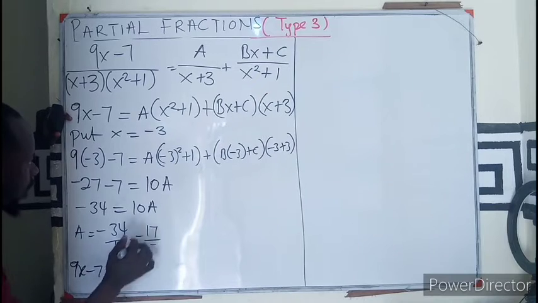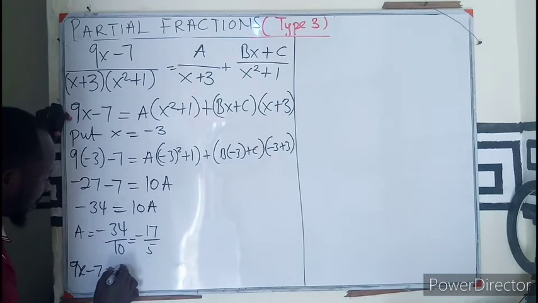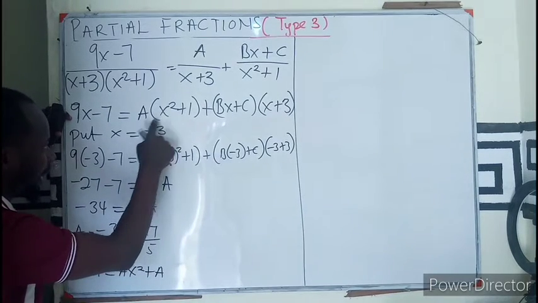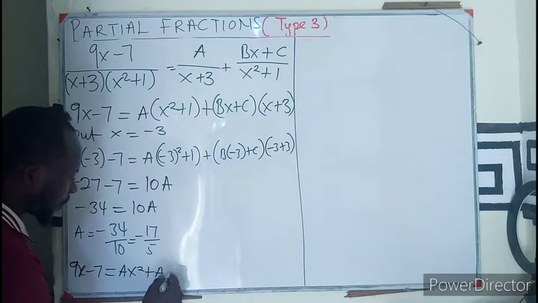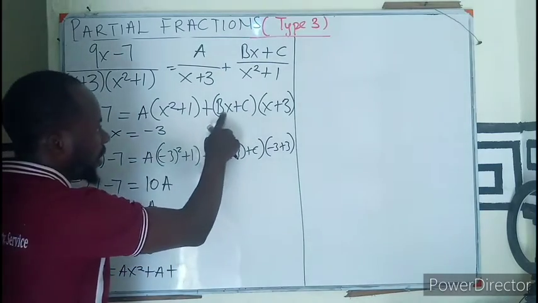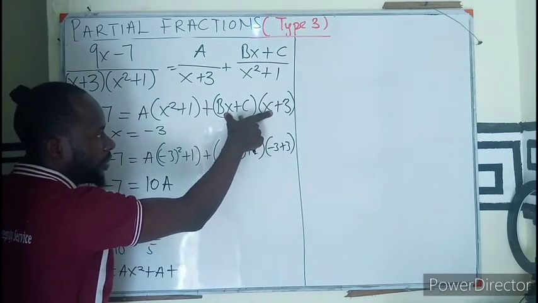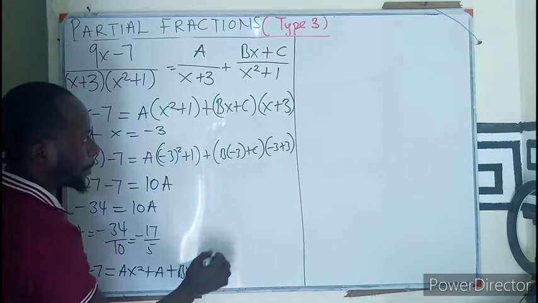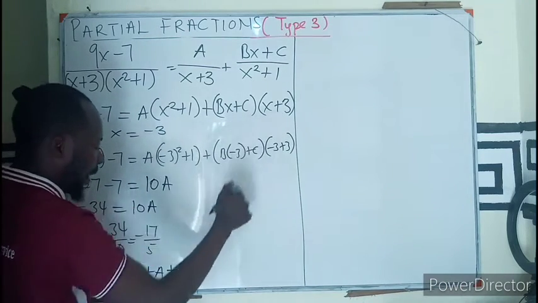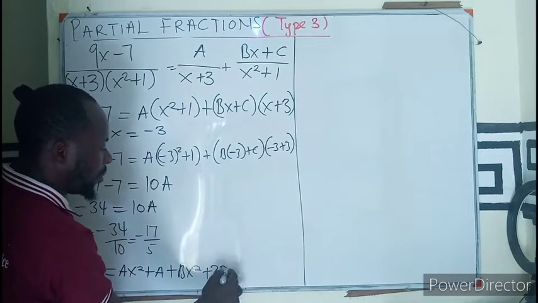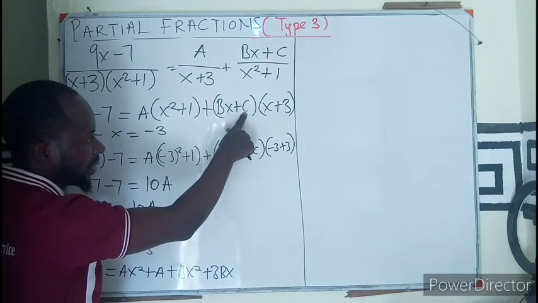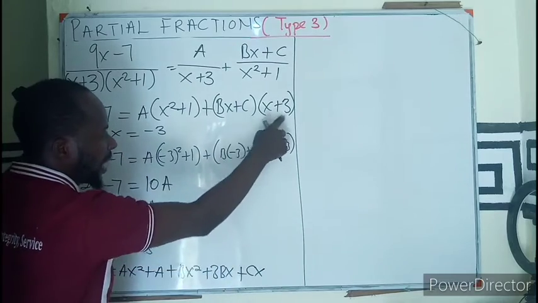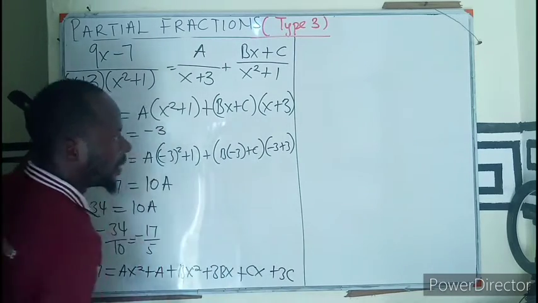9x minus 7 equals, opening this, Ax squared plus A. I mean A multiplying to open this. Then this multiplying this: Bx times x will give us Bx squared. Bx times 3 will give us 3Bx. Then C times x will be Cx. C times 3 will be 3C.